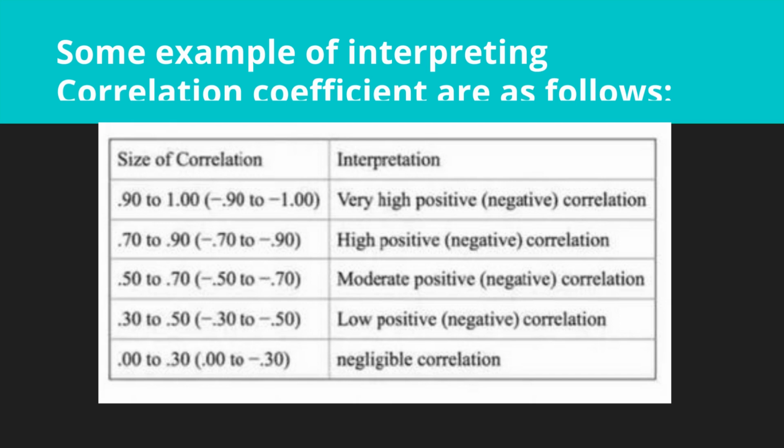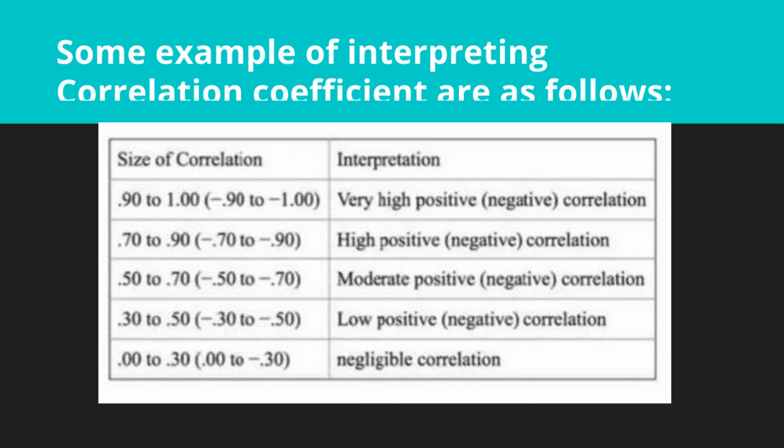Here are some examples of interpreting the correlation coefficient. There is the size of correlation and its interpretation. A size of 0.90 to 1.00 or negative 0.90 to negative 1.00 is interpreted as very high positive or negative correlation. 0.70 to 0.90 or negative 0.70 to negative 0.90 is high positive or negative correlation. 0.50 to 0.70 or negative 0.50 to negative 0.70 is moderate positive or negative correlation.